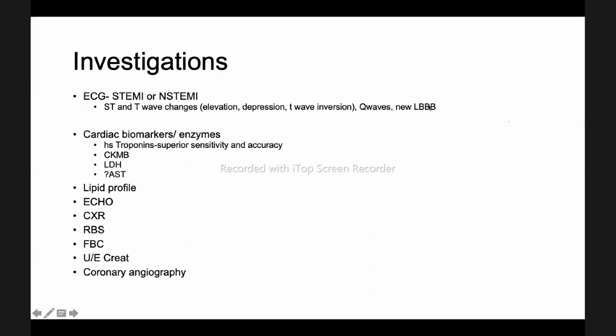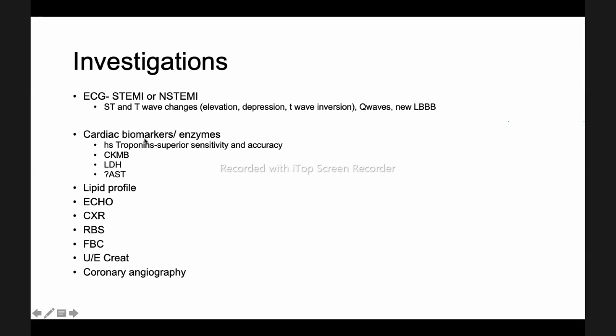Or if you have a new left bundle branch block, and there are other ST elevation MI equivalents that will probably be beyond your level, you don't really need to know, but just know the basics first, and then you can add on later. So do an ECG right there in the emergency room, a 12-lead ECG, to look at all aspects of the heart, from the anterior wall to the inferior wall to the lateral wall, everywhere. The right ventricle as well might be infarcted, like if you have an inferior myocardial infarction. Okay, so you look at the ECG in its entirety to make that diagnosis.